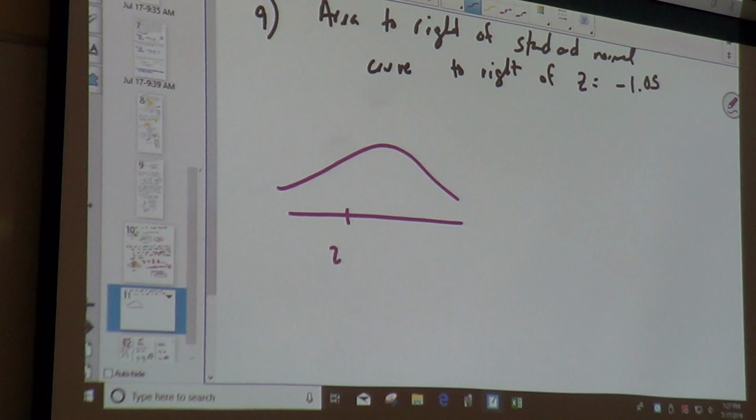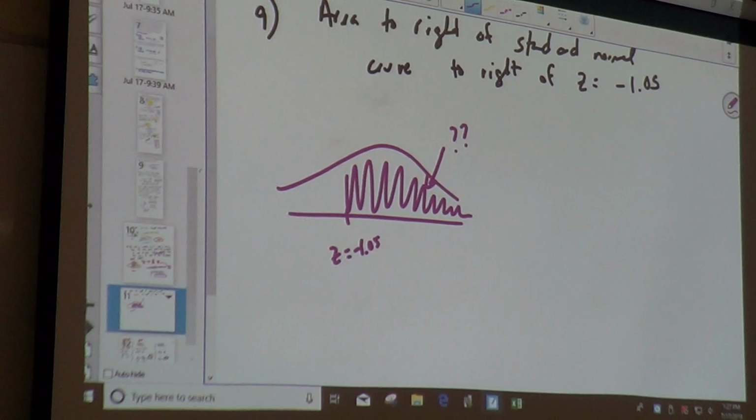Here's my z equals negative 1.05, and we're going to the right. It says we want to find the area, so what are we going to do? Normal CDF. Where do I start? Negative 1.05. Where do I end? What is my mean? 0.